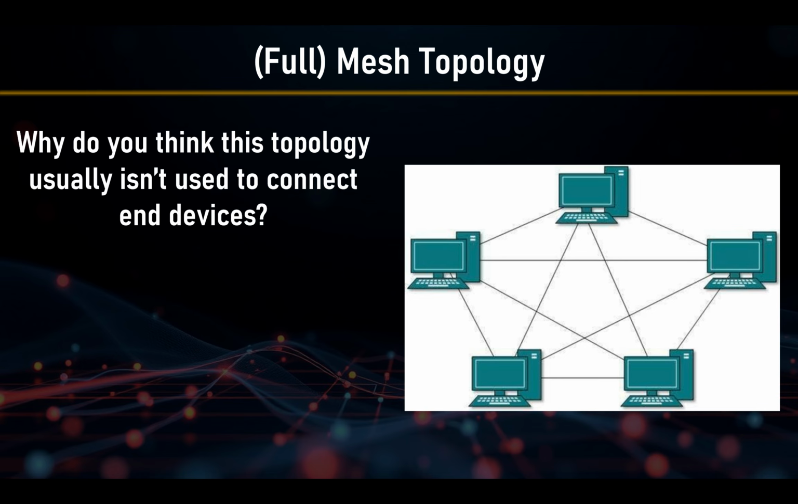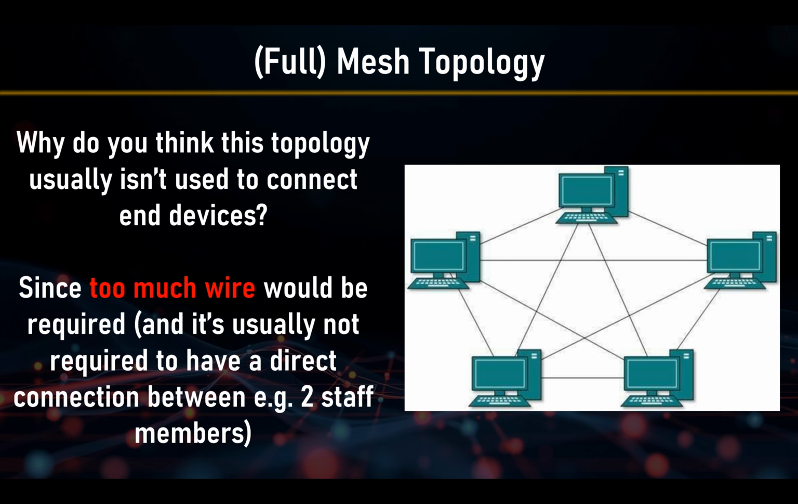If you just look at this, what you notice is there's a huge number of connections. What this means is you're going to require too much wire. And often it's usually not required to have a direct connection between two different devices. So let's say you've got a network. Let's say here you've got a sort of router, a switch in the middle.